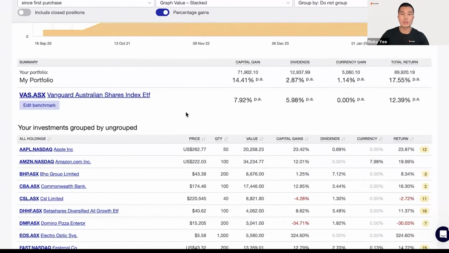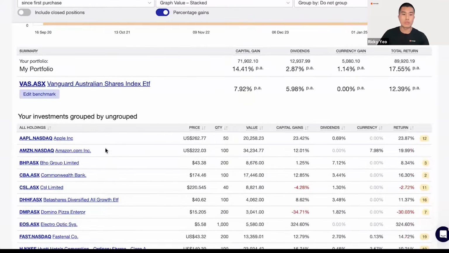The other one is dividend reinvestments. When you import all your trades from your brokers, that only consists of all the market buys and all the market sells. So that doesn't include any dividend reinvestments. So you actually have to do that in Sharesight. So I'll just show you.